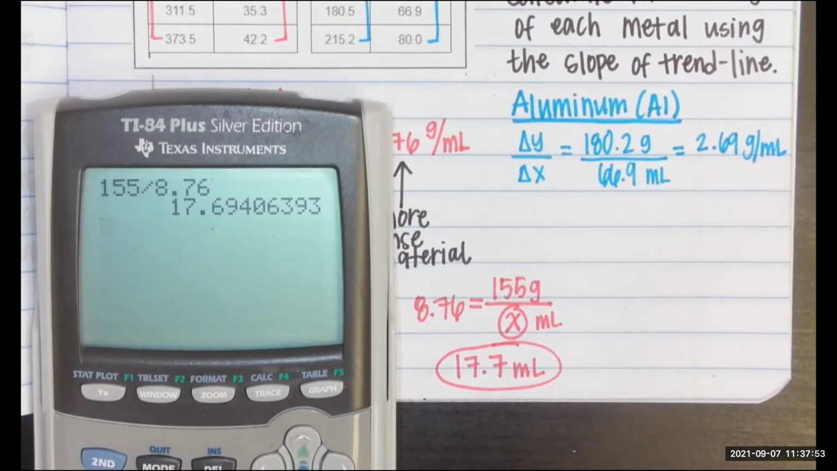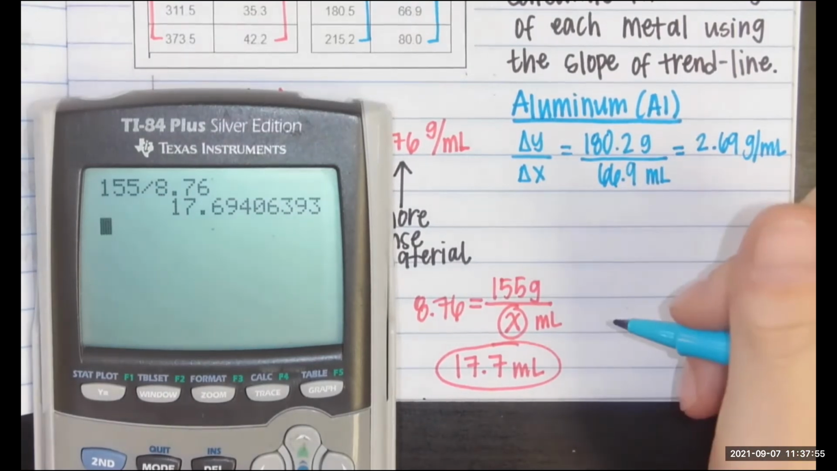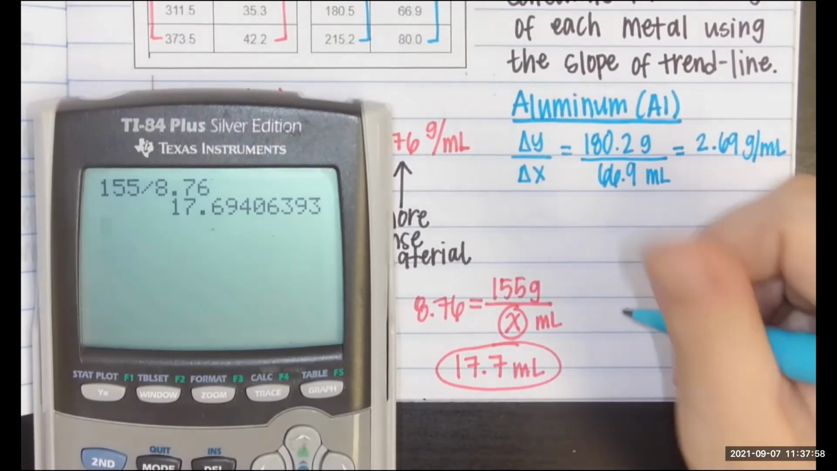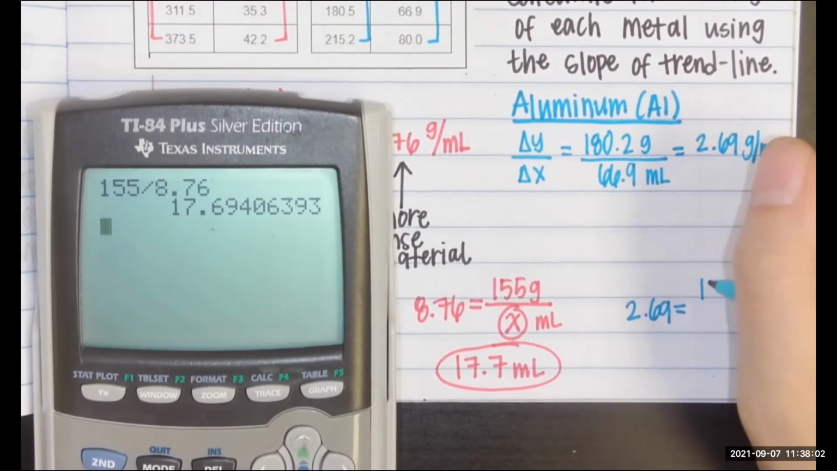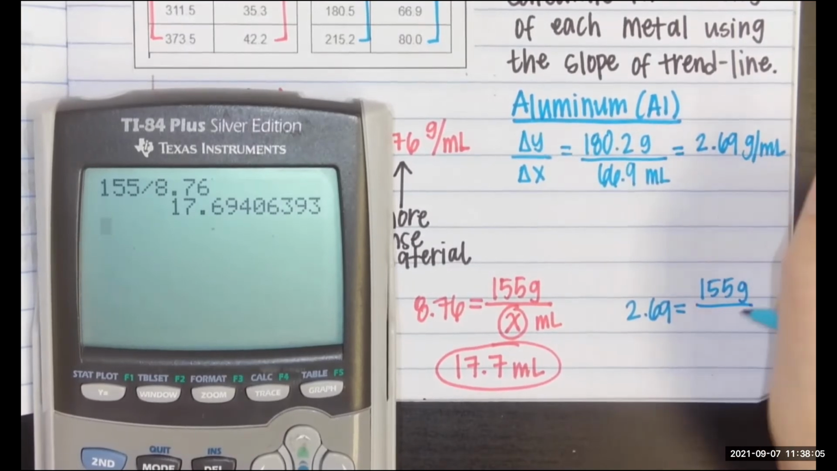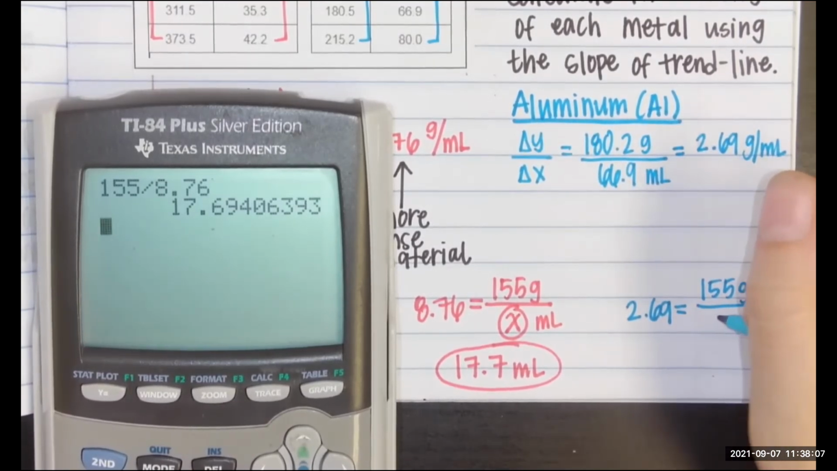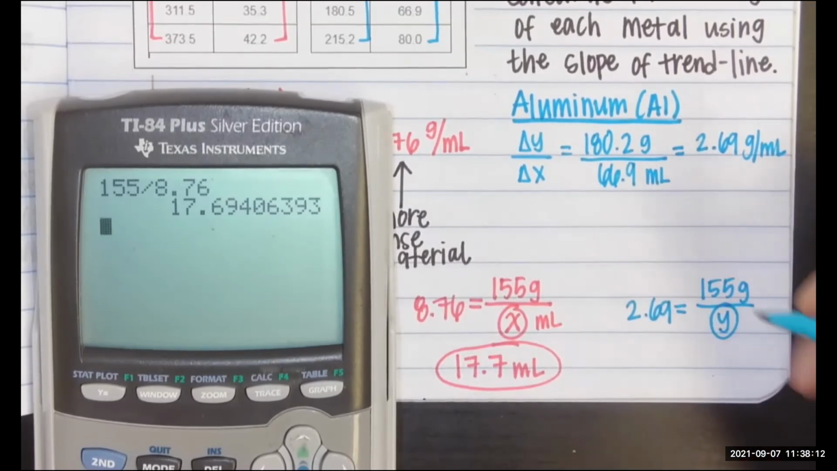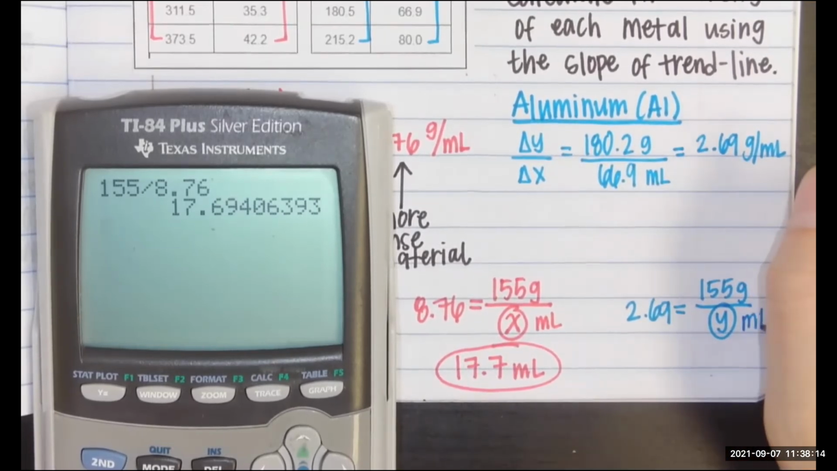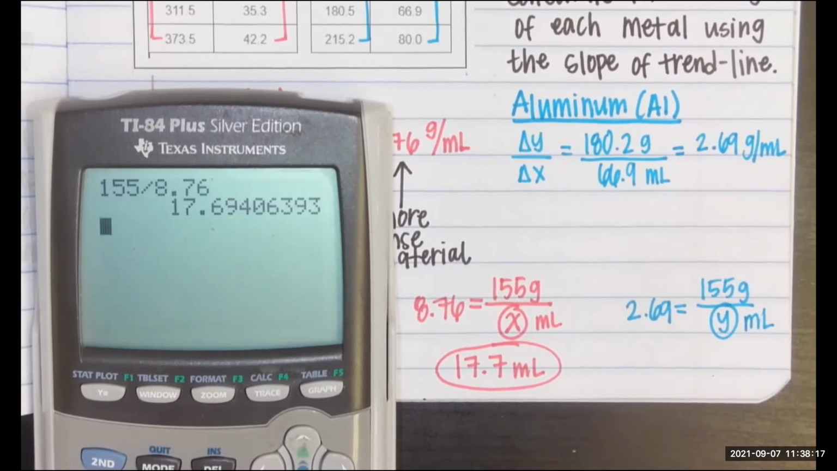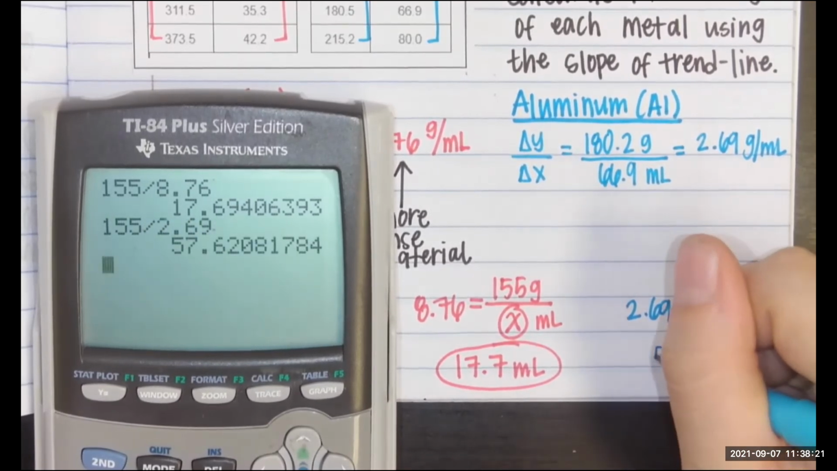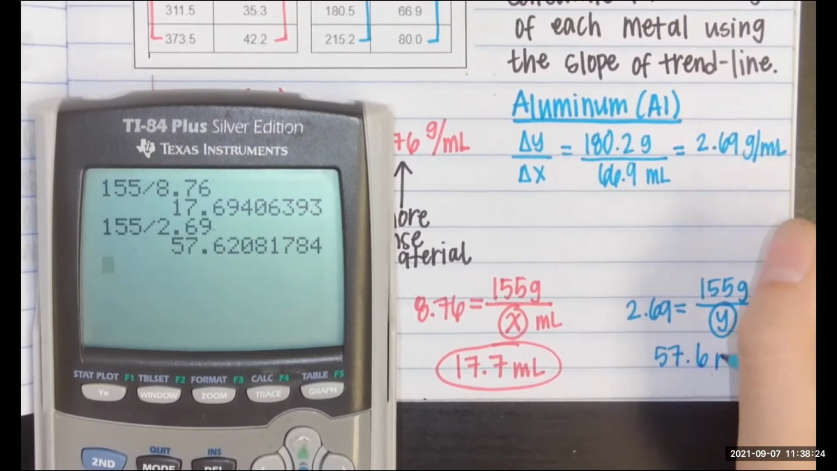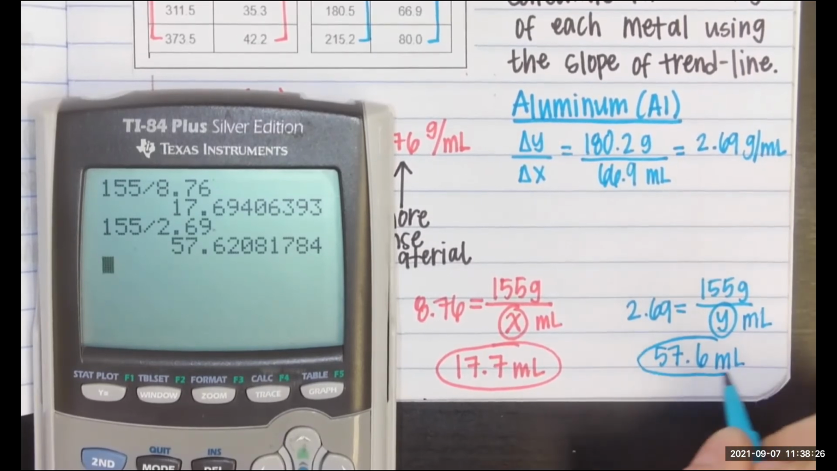What do you think for the aluminum? Because aluminum is less dense. It's kind of more fluffy. It's got more space. So this is 2.69 is the ratio. And if my scoop was 155 grams of that, I'm going to use y now as the variable, so it's not the same. x, y, whatever, doesn't matter. Solving for y, this one will be 57.6 milliliters.